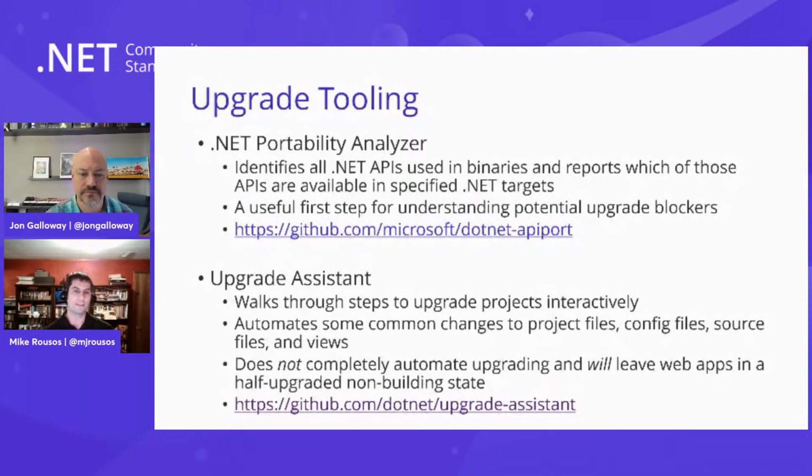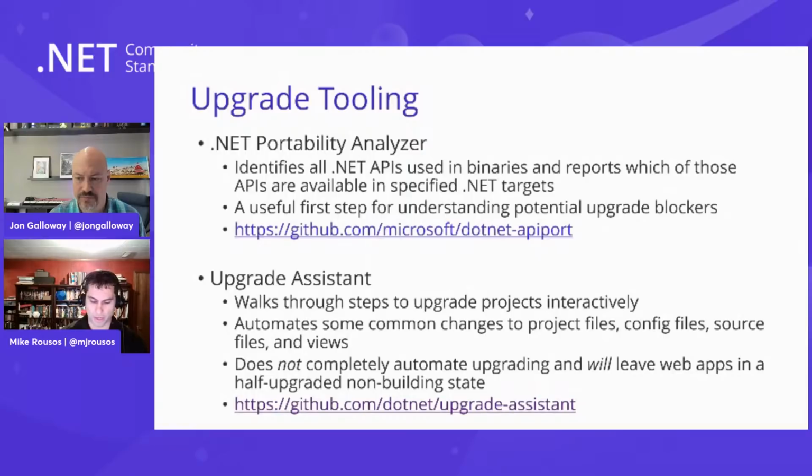But we have found that there are cases where tools can remove some low-hanging fruit and sort of automate away some of the repetitive but easy tasks so that you don't have to focus on them. So the two tools that I really want to highlight today are, first, the .NET Portability Analyzer, which has been around for a number of years. So people may already have some familiarity with this tool. Sometimes it's called API port informally, so you may see that term as well.